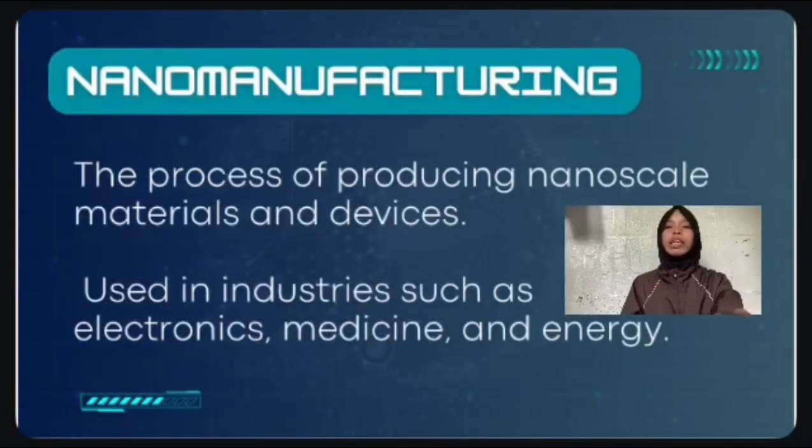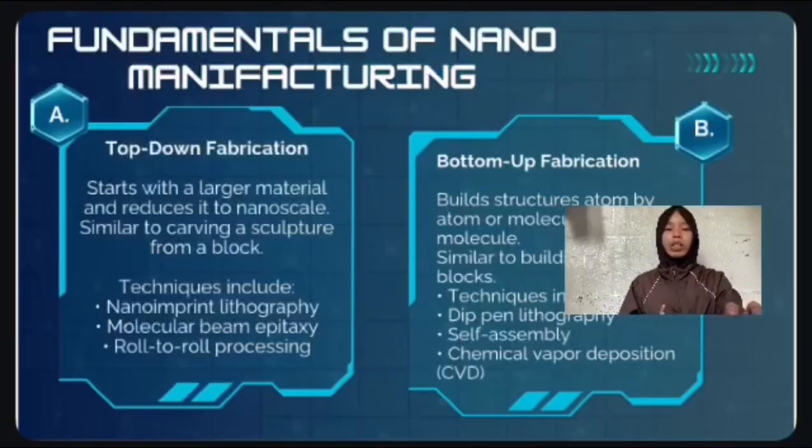The next one for my topics is the fundamentals of nano manufacturing. If nanoscale materials are that small, how do scientists actually create them? Right? There are two main approaches they use. The first one is top-down fabrication. In this method, scientists start with a bigger material, then cut, trim, or shape it down until it becomes nanoscale.